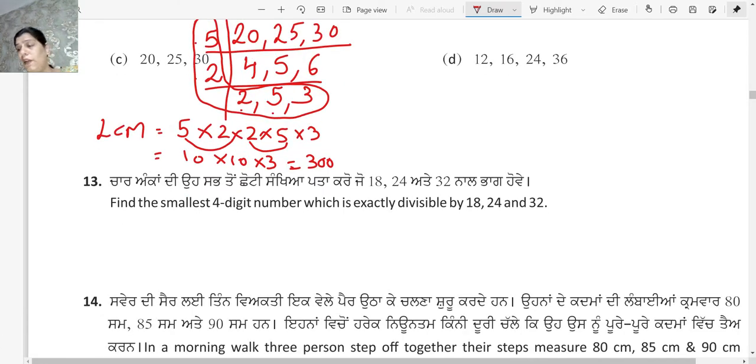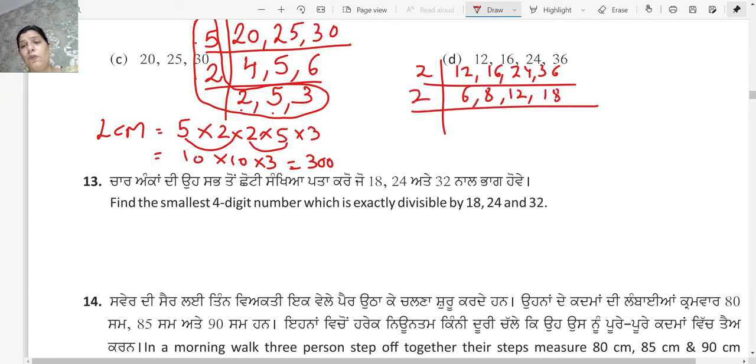I will do one more part for you. We have to find the LCM of 12, 16, 24 and 36. 4 numbers are there. I will write them all in one line and I will find the common factor. All are divisible by 2. 2 6s are 12, 2 8s are 16, 2 12s are 24 and 2 18s are 36. Then again all are divisible by 2. 2 3s are 6, 2 4s are 8, 2 6s are 12 and 2 9s are 18.